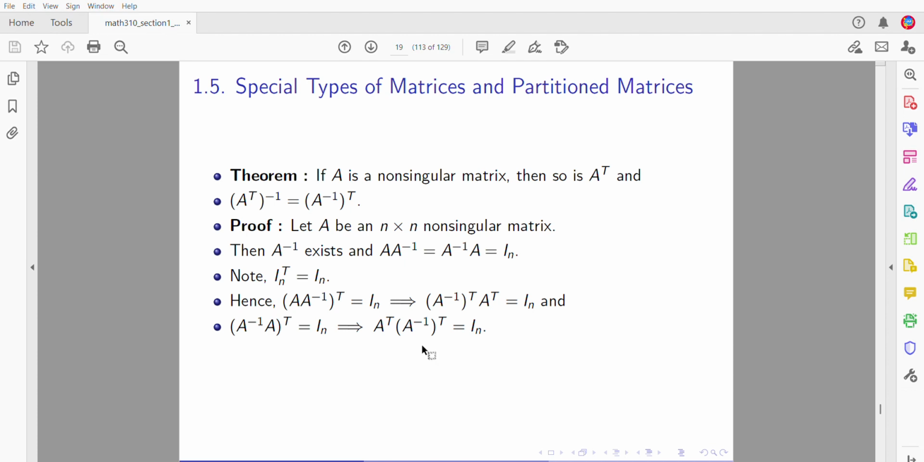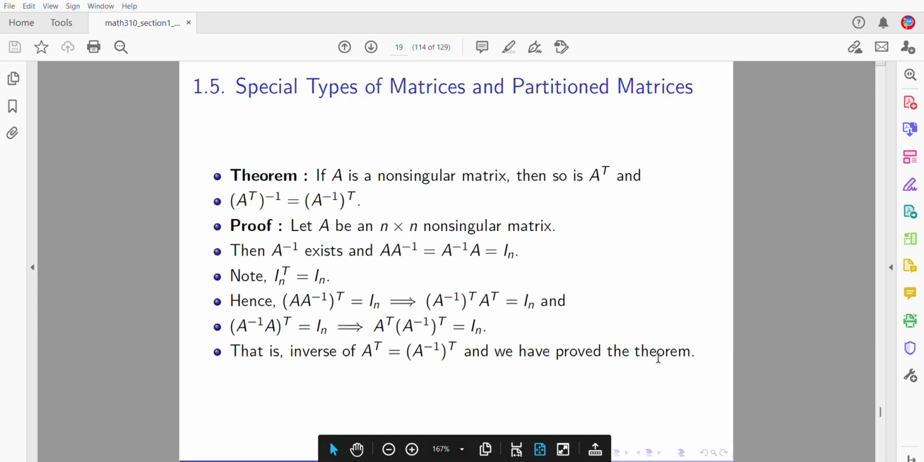What does this say? A transpose times this matrix is identity. So this matrix is the inverse of A transpose. So the inverse of A transpose is A inverse transpose, which is what we wanted to prove. Okay, it's a very sweet, short theorem. Again, this is an important theorem. You should be able to understand this and reproduce the theorem.